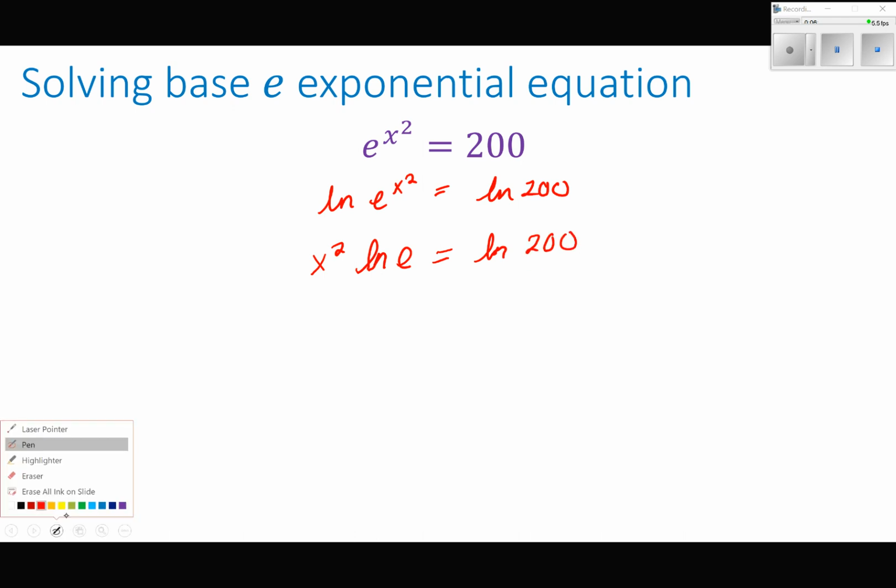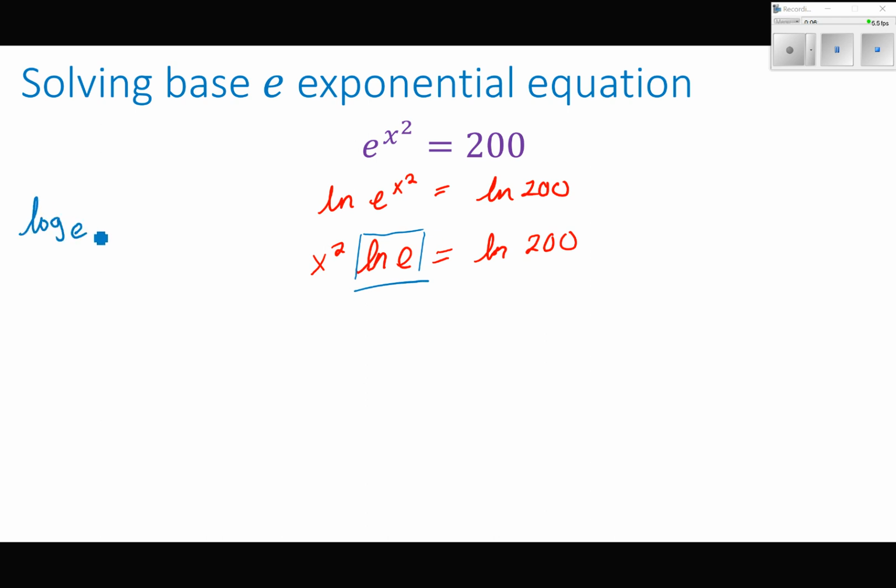Let's just do a little side work here. Natural log of e. Well, we know natural log is really log base e. So it's saying log base e of e equals what? It's saying e to what exponent equals e? Well, it has to equal 1. So this natural log of e, really, that's just 1. That clears that up. We don't have to worry about that anymore. So all we're left with is x squared equals natural log of 200.